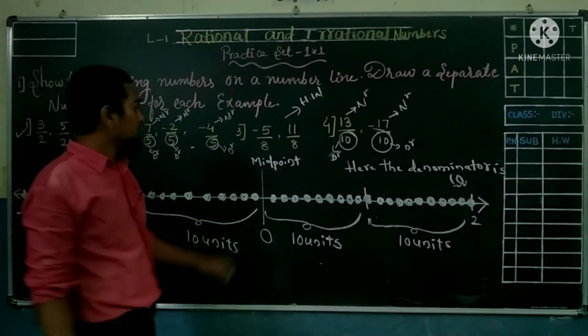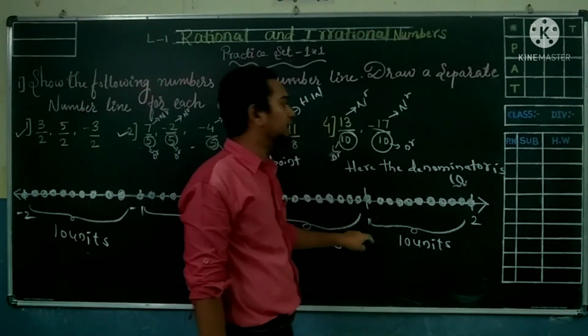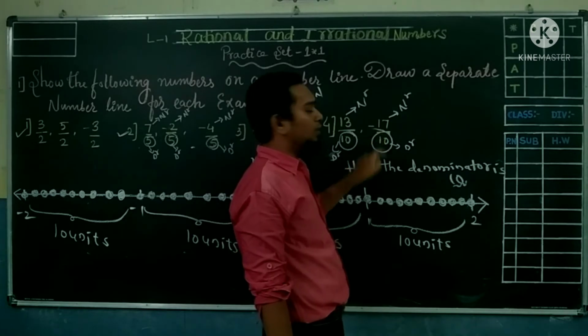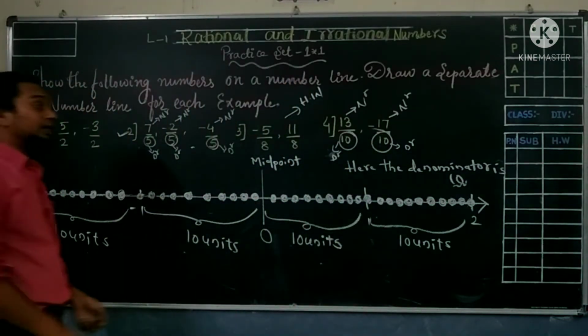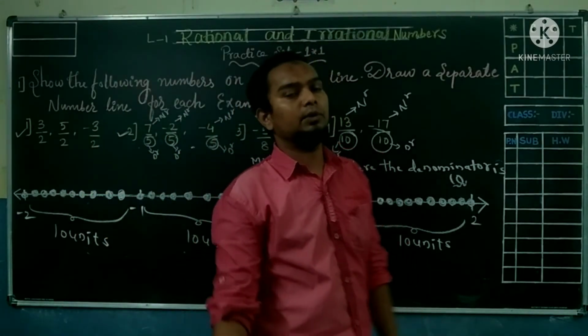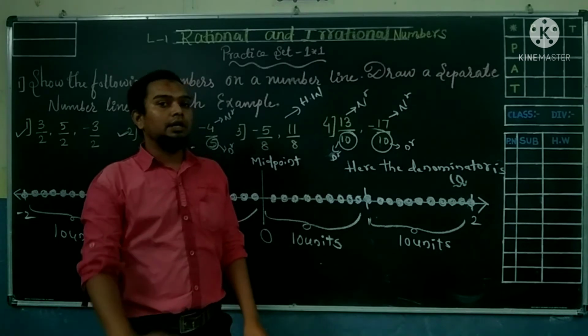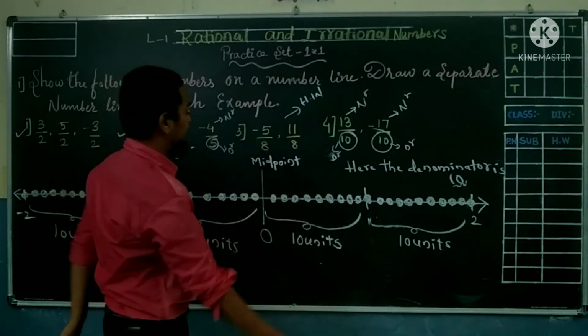Now, to show 13 upon 10 on the number line, and -17 upon 10 on this number line. First of all, 13 upon 10. 13 upon 10 is a positive number. Now, we will see positive on which side? That is the right hand side.